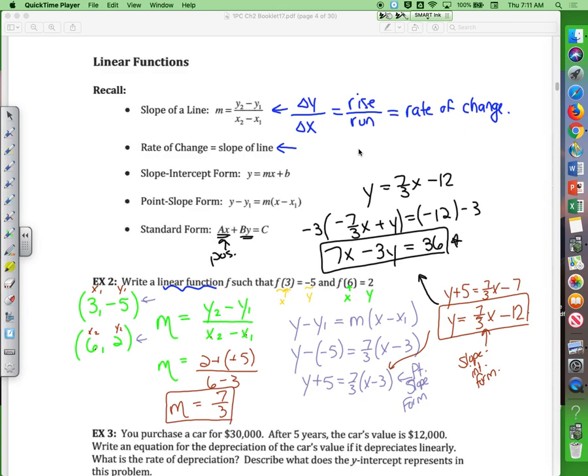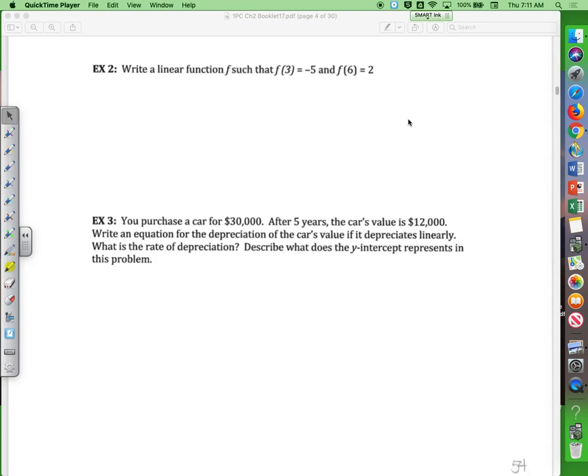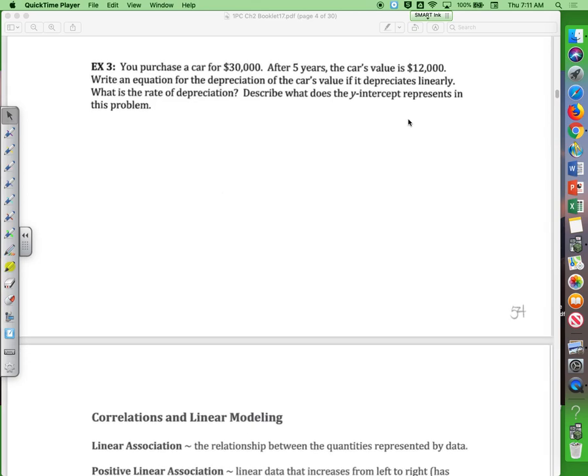So all three of these equations are equations of the same line. They're just written in three different forms. All right, I'm going to erase this, so if you're not finished copying it down, make sure you pause. And then the third example here is just a word problem.